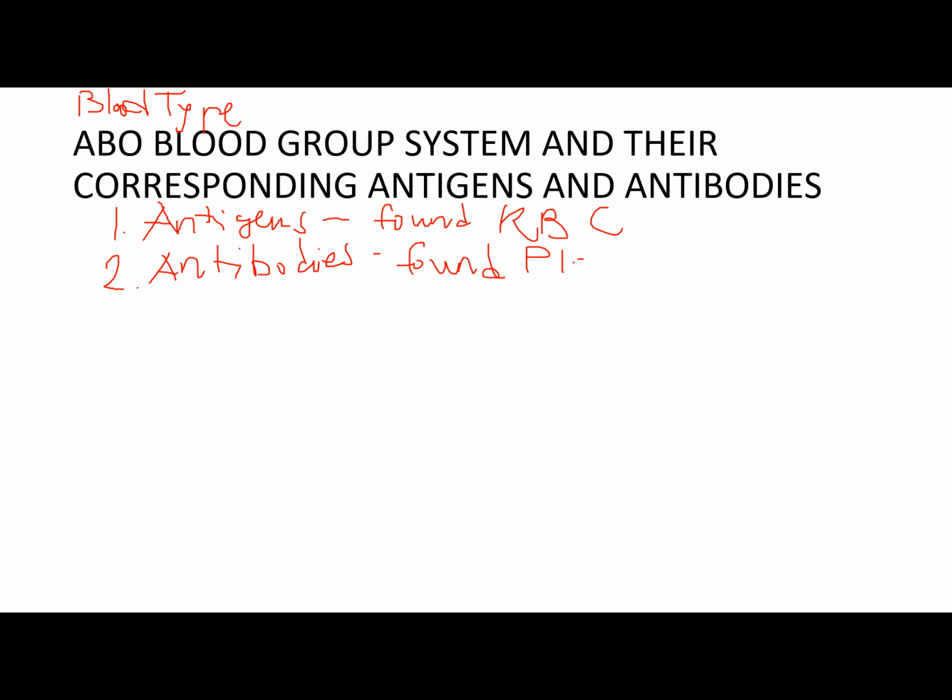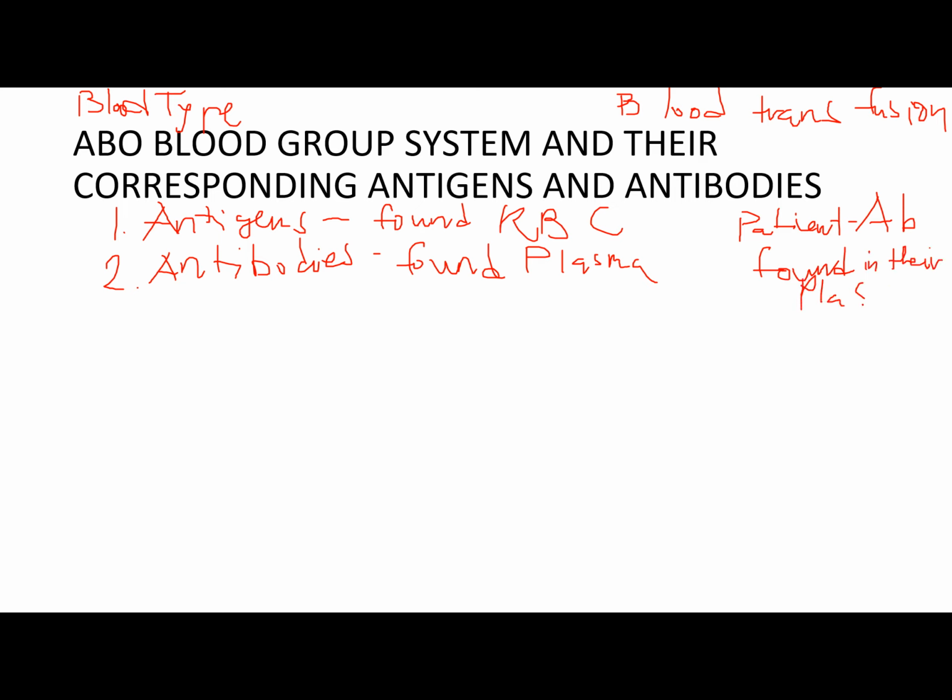in the plasma. When there would be a blood transfusion, the thing you need to take note of, when it comes to the patient, is the antibodies found in their plasma. If you're the donor, the thing you need to take note of is the antigen found in the red blood cell. Let me repeat: whenever you perform a blood transfusion, this is related to your alloantigen. The antibody found in the plasma is for the patient, while for the donor, you need to take note of the antigen found in the RBC.